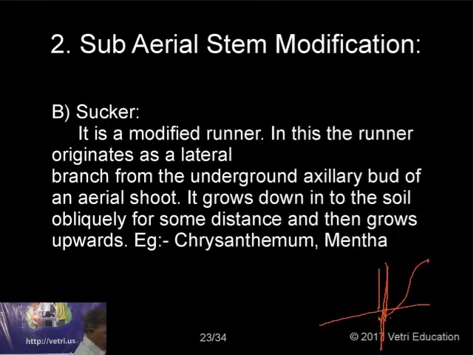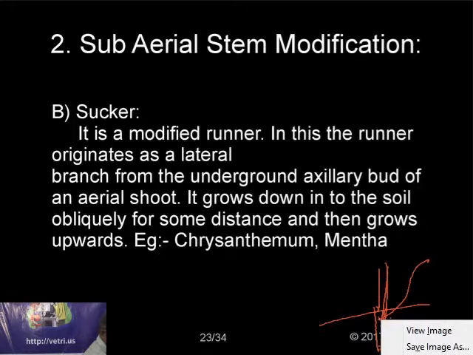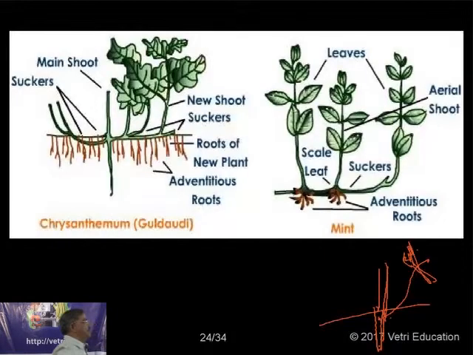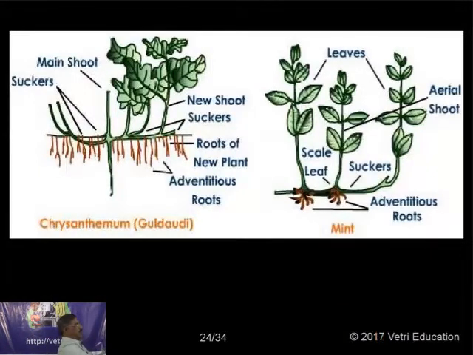See, again telling, the stem is partly in the ground. Lateral branches develop from the underground stem and grow obliquely and come above and develop into a new plant. That is called a sucker. You can see this in chrysanthemum and mentha. Here you can see the chrysanthemum plant, the normal plant. Here a branch comes below the ground and grows obliquely and comes up and develops into a new plant like this. You can find this in chrysanthemum and mint.